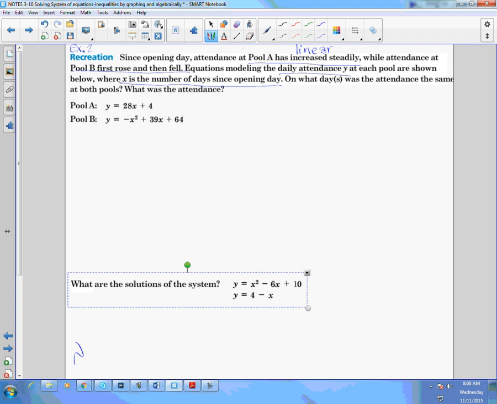Okay, so we're not going to solve this by graphing this time. We're going to solve this by elimination. So this is a linear process. Solve by elimination. What we're doing when we're solving by elimination is trying to get one of the variables to be eliminated.